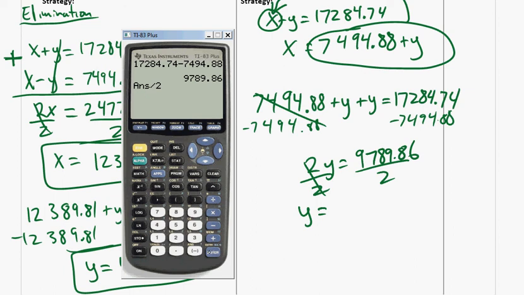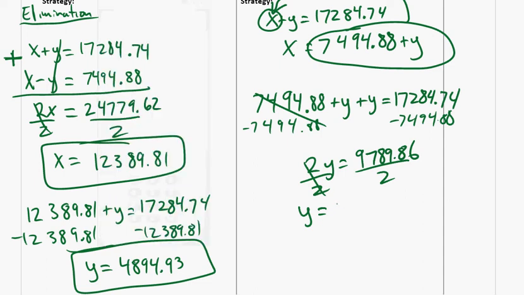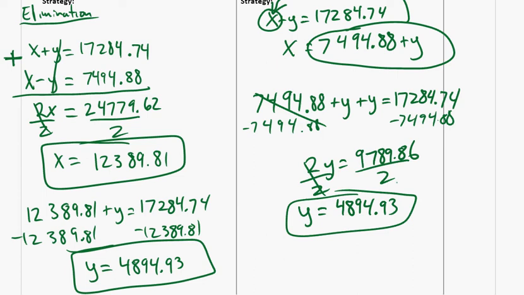Let's cross our fingers and hope it agrees with the last problem, because this will be a long video if I have to remake it. 4894.93. Thank goodness it matches. y equals 4894.93, and then we're going to substitute that back in to get x.